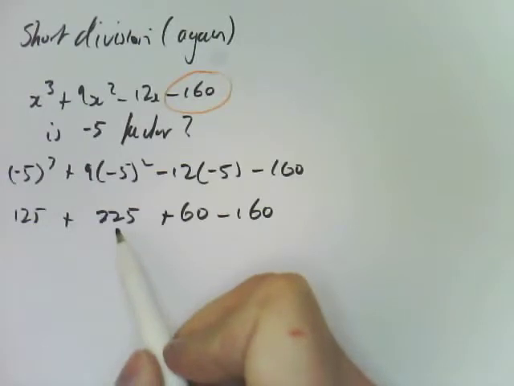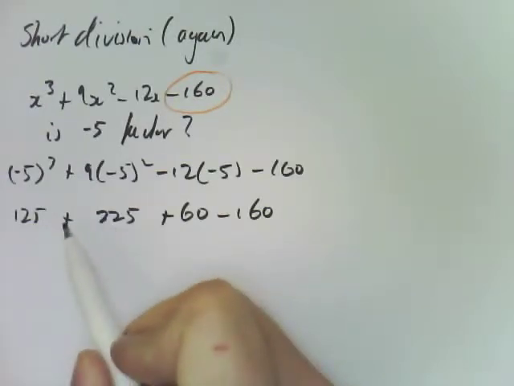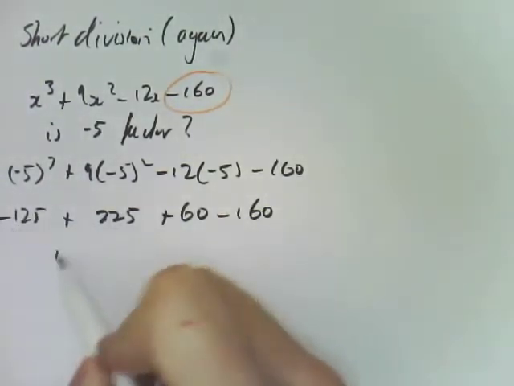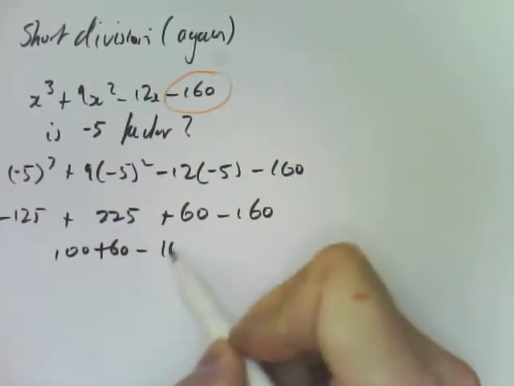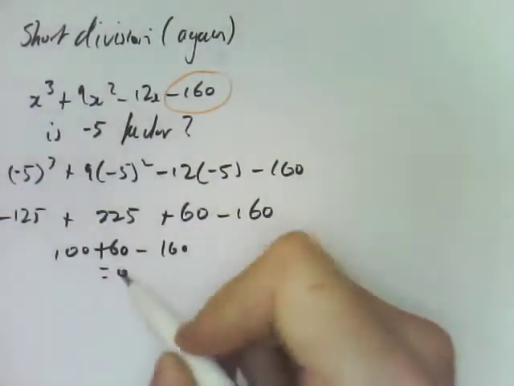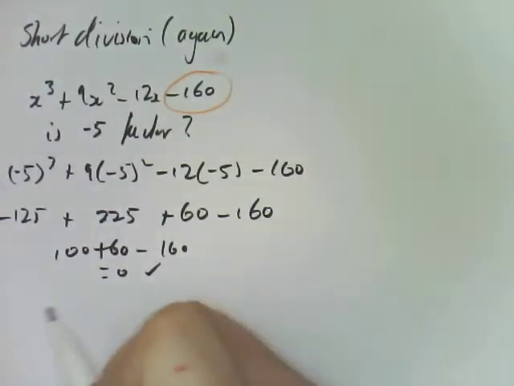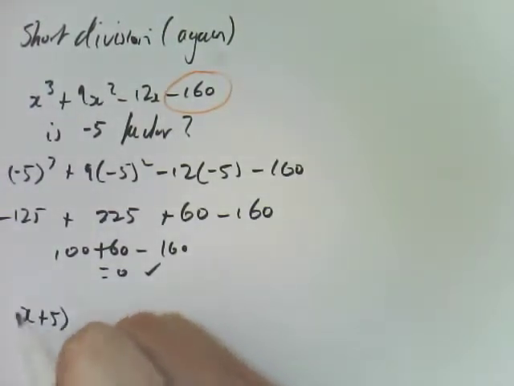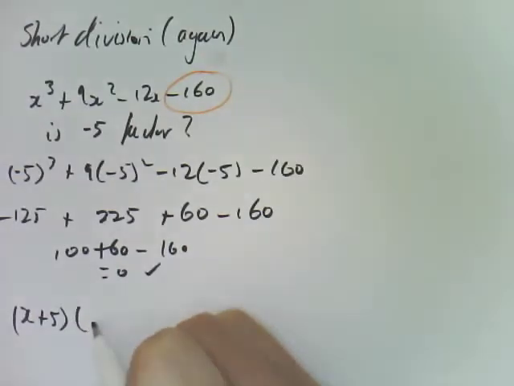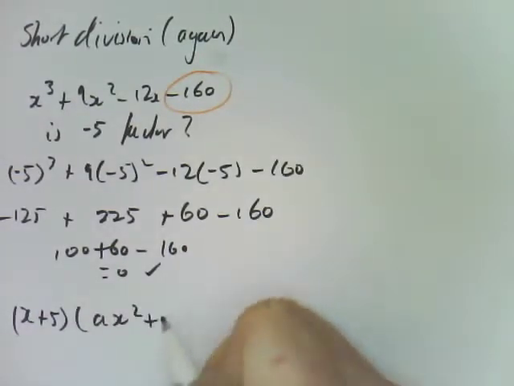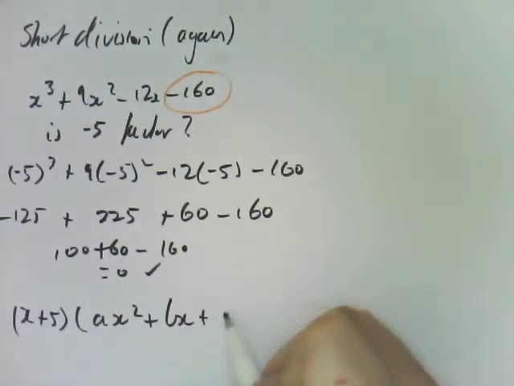125 plus 225, no, there's a minus there, yep. That leaves you with 100 plus 60 minus 160, which is of course 0. So therefore negative 5 is a factor. So that means we're getting x plus 5, and then our quadratic factor as well, ax squared plus bx plus c.